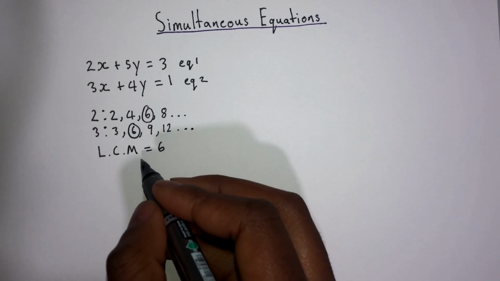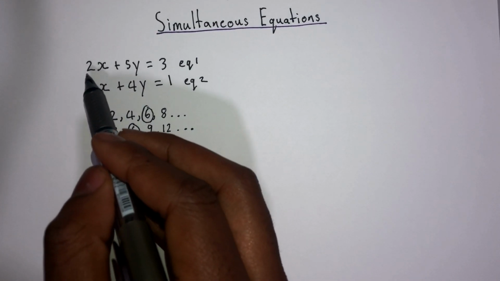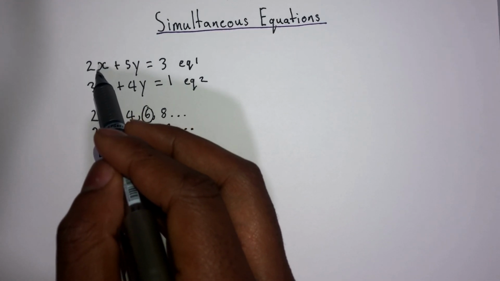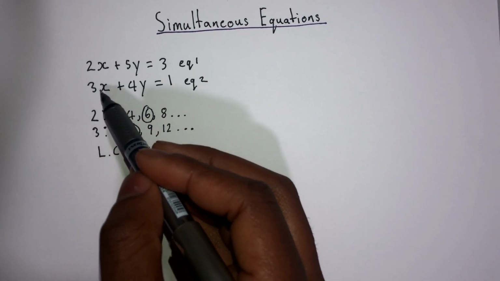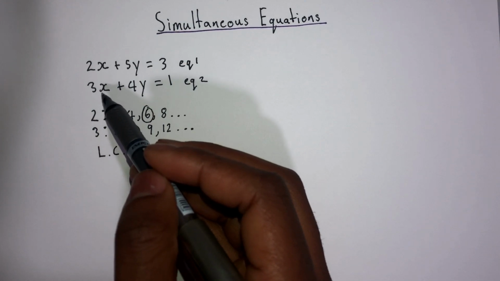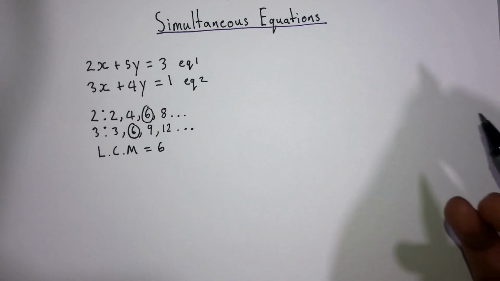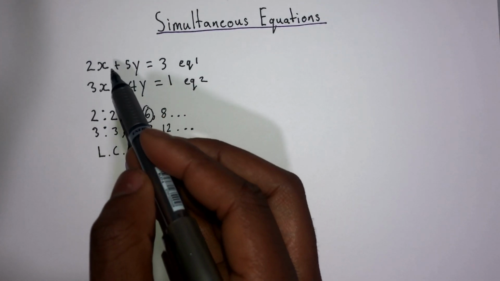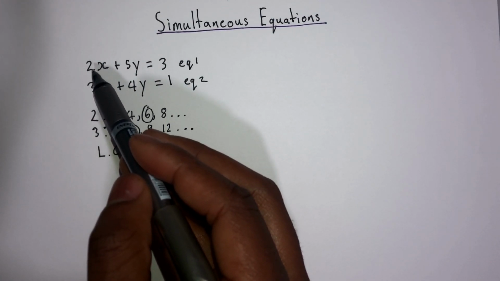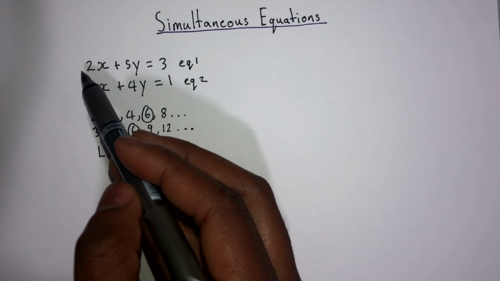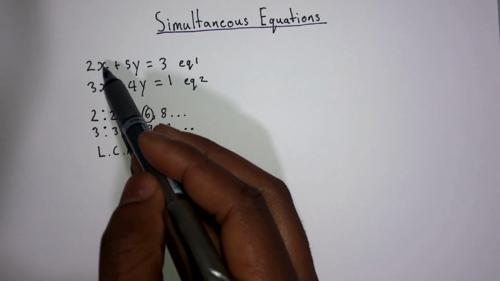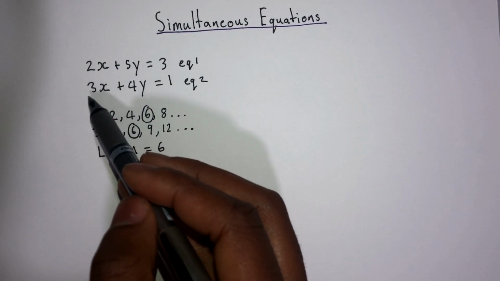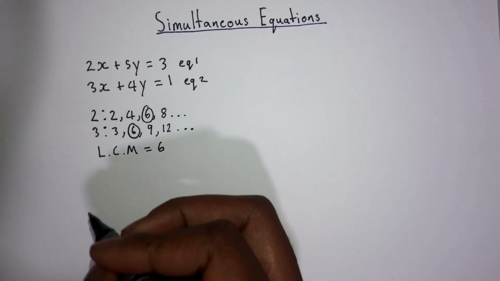Now that we know the LCM, we have to multiply equation 1 by a number that will get 2x to be equal to 6x. And we also have to multiply equation 2 by a number that will get 3x to be equal to 6x. And when we look at the equations, we can see that if we multiply equation 1 by 3, we will get 2x to be equal to 6x. And if we multiply equation 2 by 2, we will get 3x to be equal to 6x.